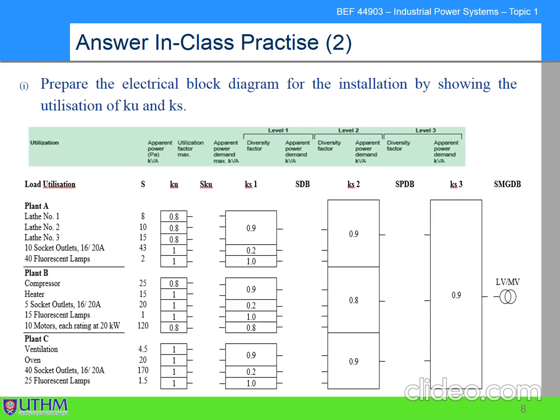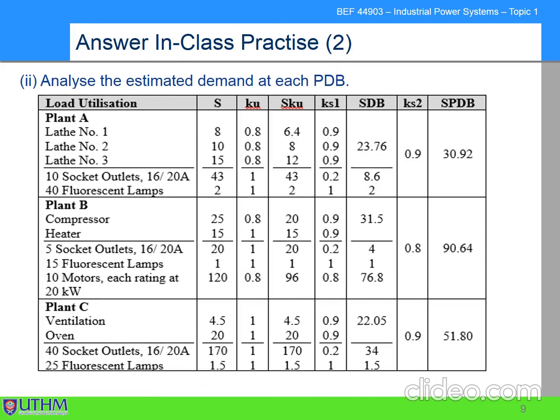Lastly, to get the total load connected to the transformer, we have to times all the plant loads. After we calculate the value, we times with the 0.9 diversity factor, and we will get the value here. This is the value that has been calculated. All the students can try, and you should get the same value as this table.